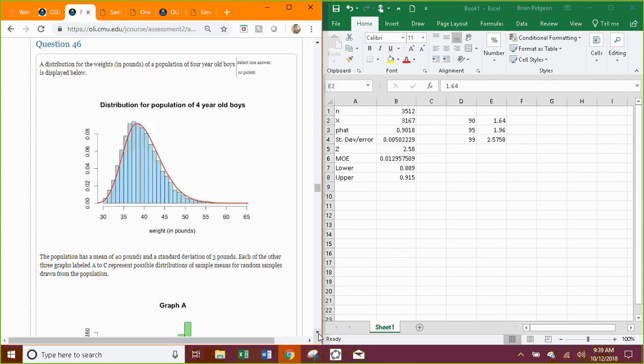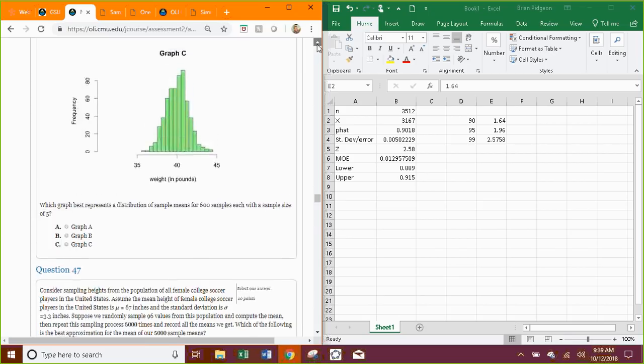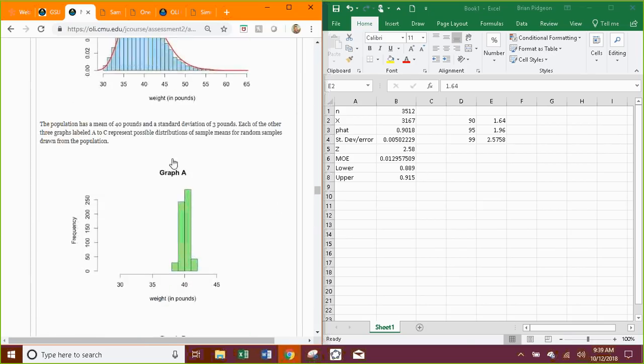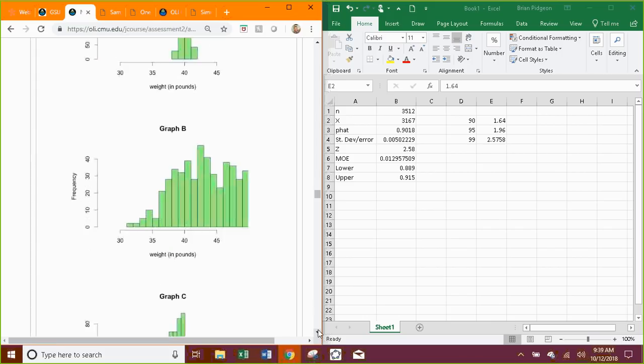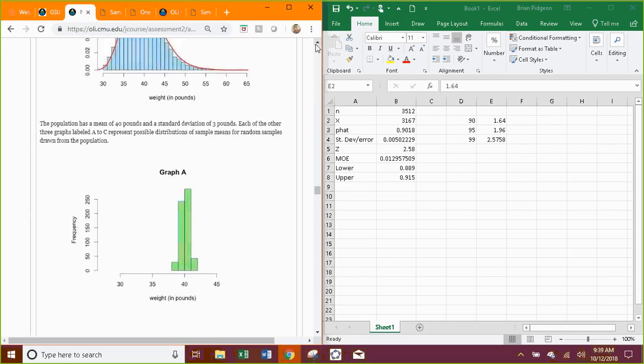All right. We have a population that's skewed right. The population has a mean of 40 and standard deviation of 3. Each of the three graphs labeled A to C represents possible distributions of sample means. Which graph best represents a distribution of sample means for 600 samples, each with sample size 5? Well, same thing. This graph here has such small variability that it's probably a high sample size. So it's not going to be A.